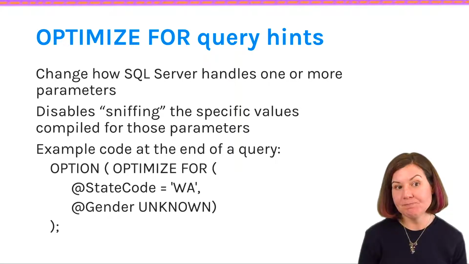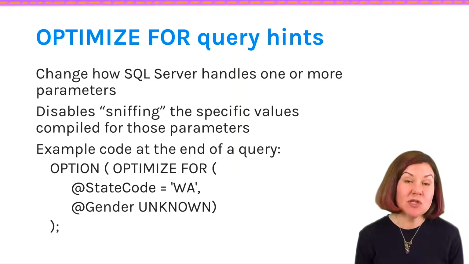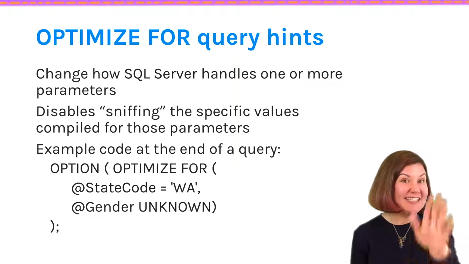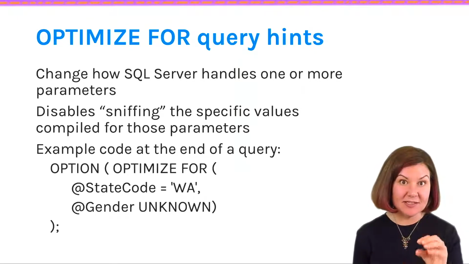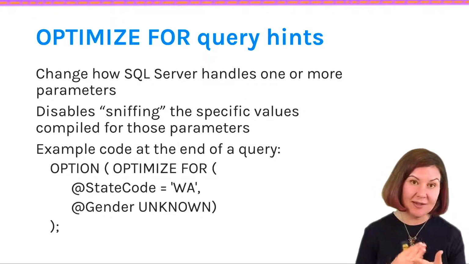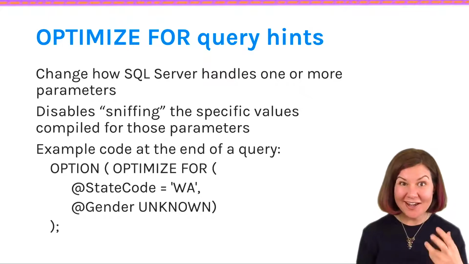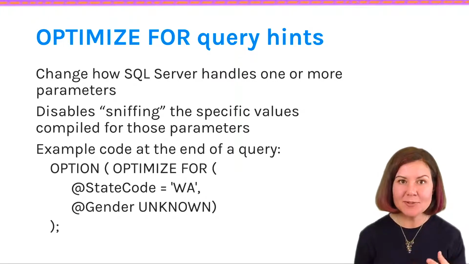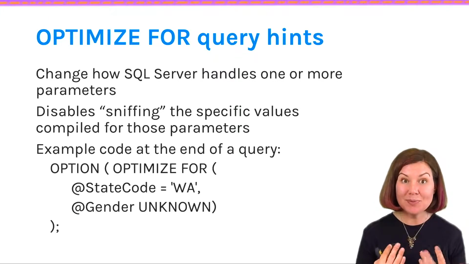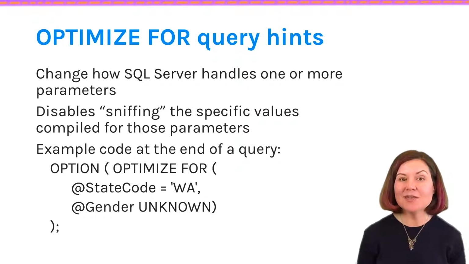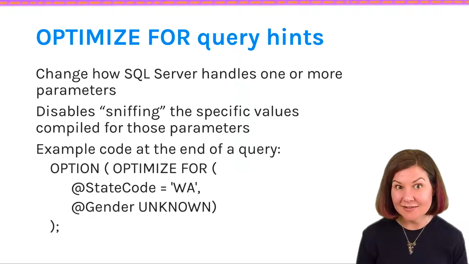What we're doing when we use optimize for hints is saying don't sniff the values that come in for these parameters. For these parameters, I'm going to tell you exactly what to optimize for. And as long as what I'm dictating it should optimize for gives a good plan for any value that it runs for, then that's great.